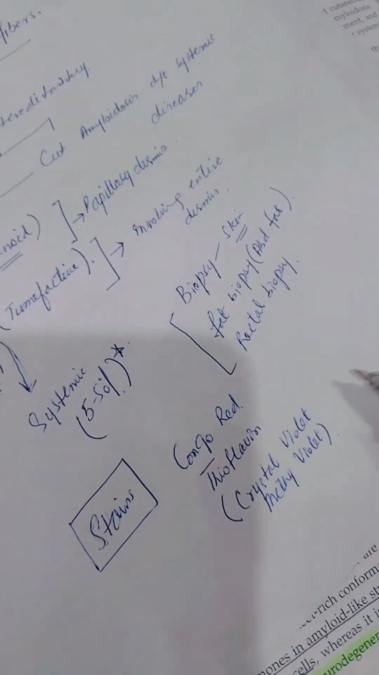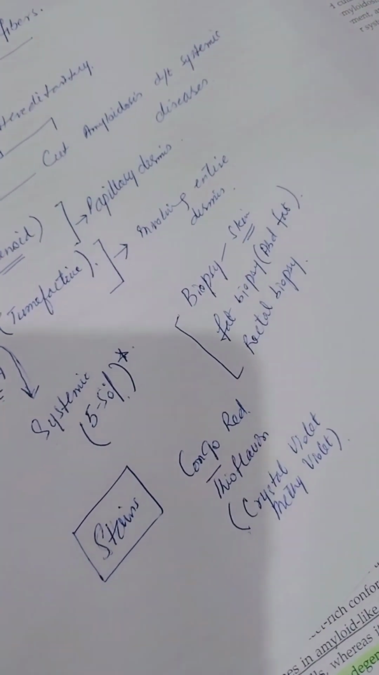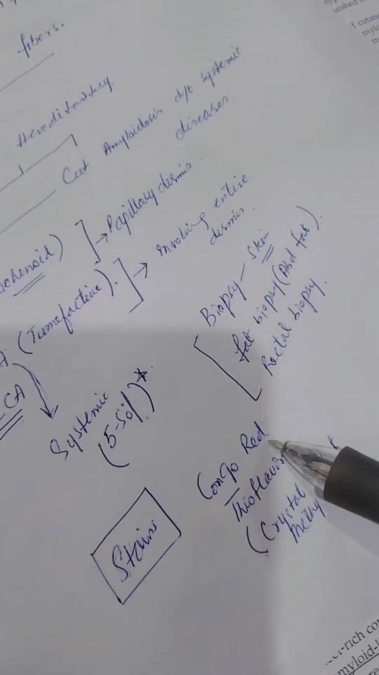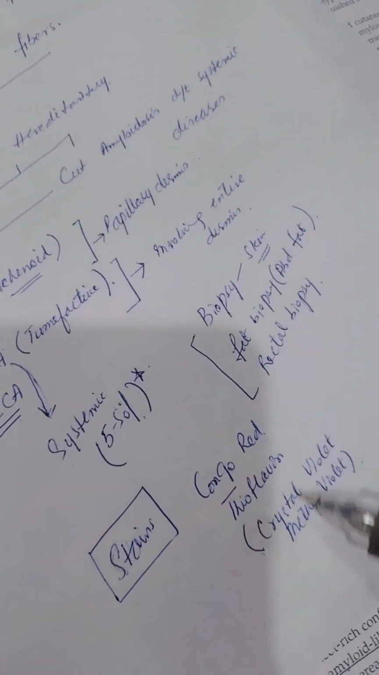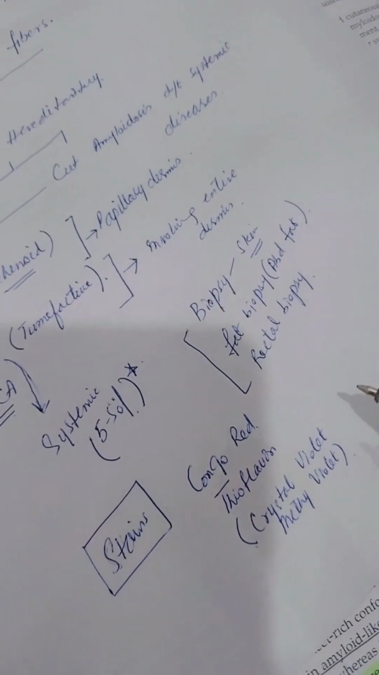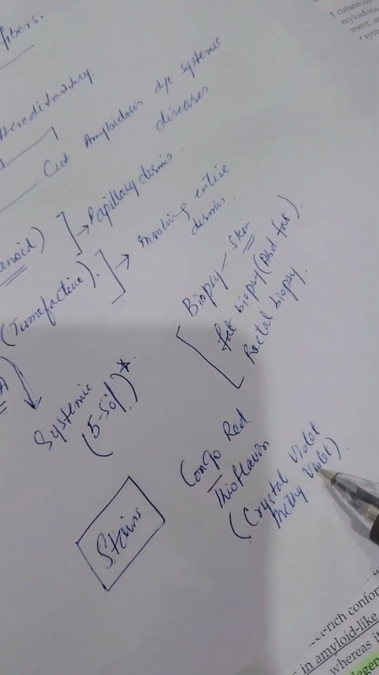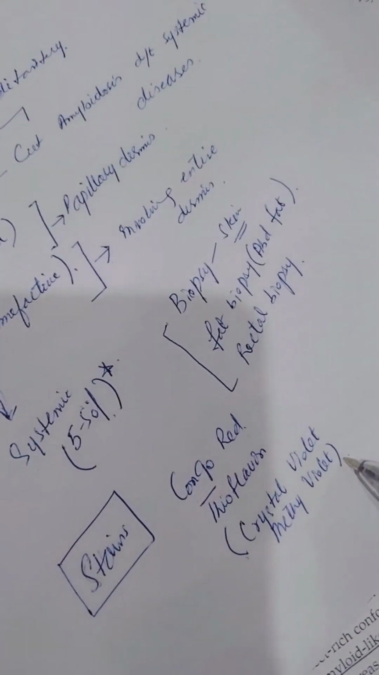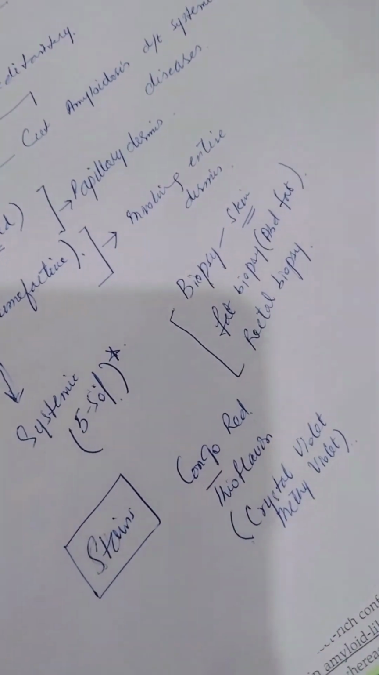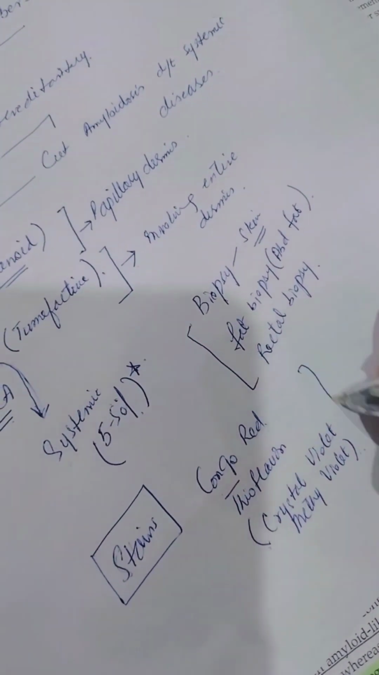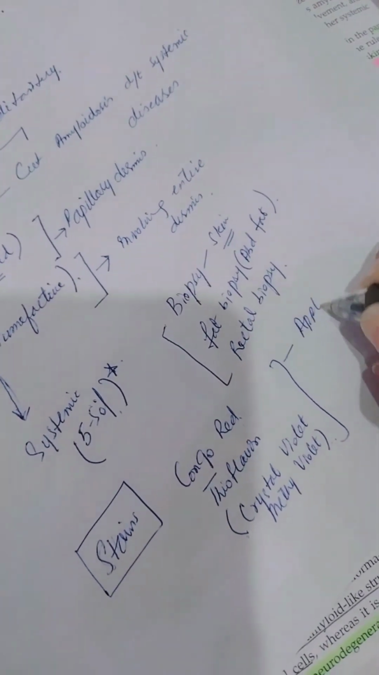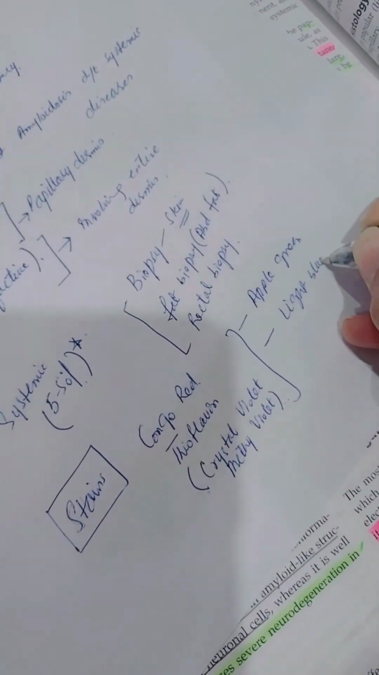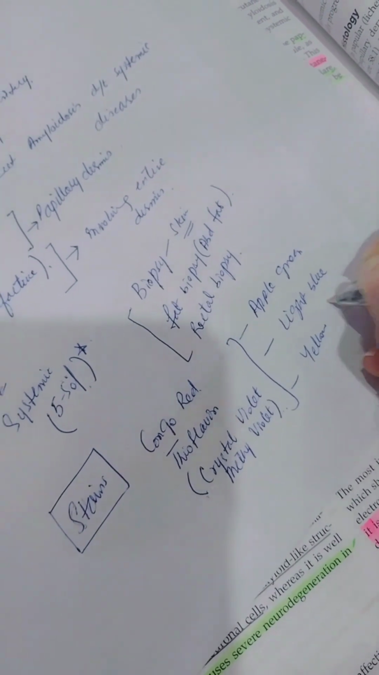The different thing about these stains is the color of the precipitates. Many examiners use this in scenarios to confuse the candidates. Congo red gives you apple green birefringence. Thioflavin and another stain, alkaline fusion, give you light blue color. Crystal violet and methyl violet give you yellow to green staining. That is mentioned in the textbook. So this is apple green, this is light blue, and this is yellow to green.